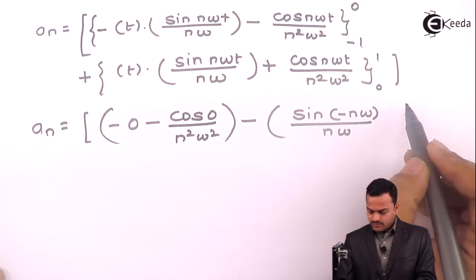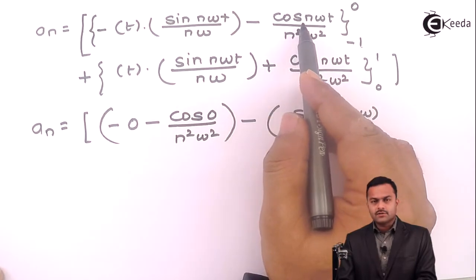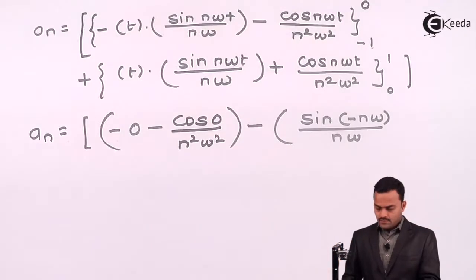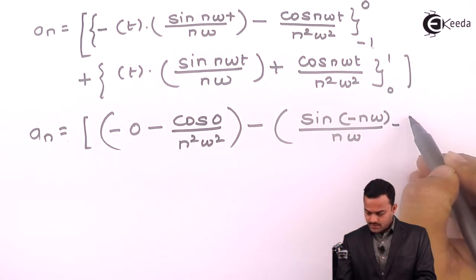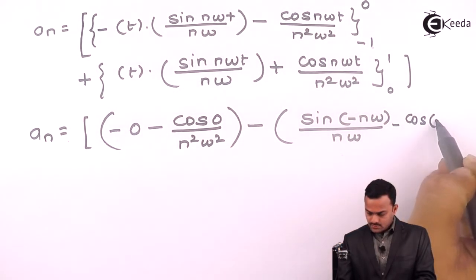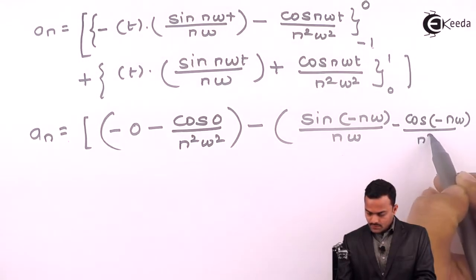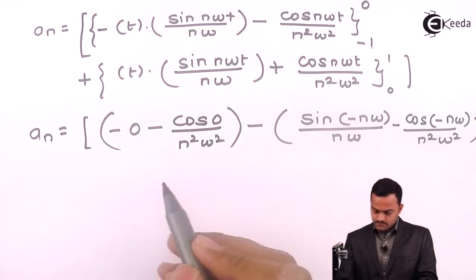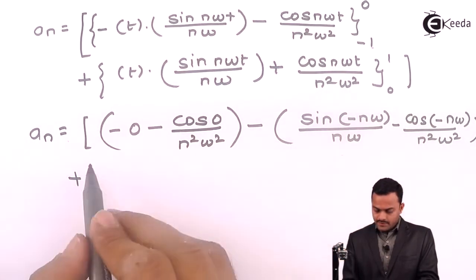This will be in one bracket. Rest, here also I need to apply a minus sign. So if I apply minus 1 over here, it will be minus cos n omega upon n square omega square, plus, let's apply the upper limit.